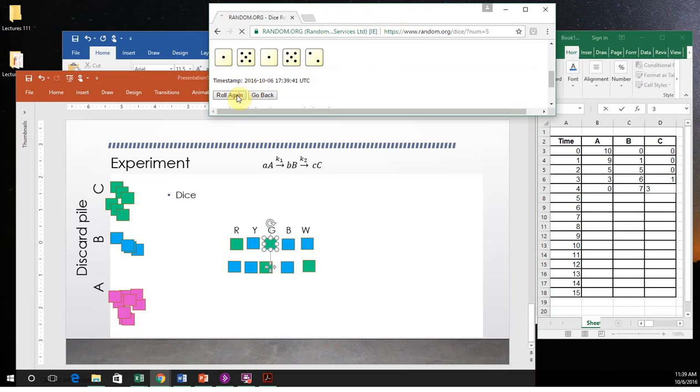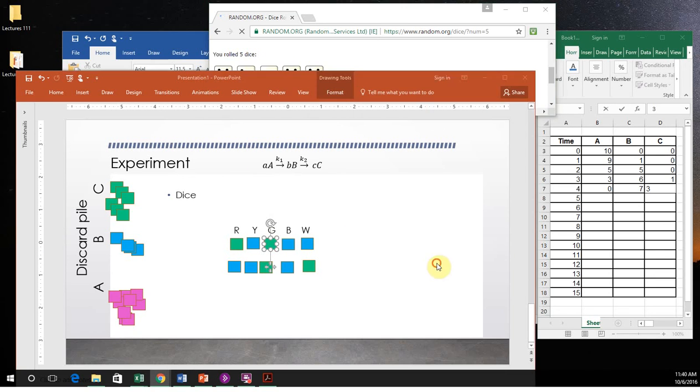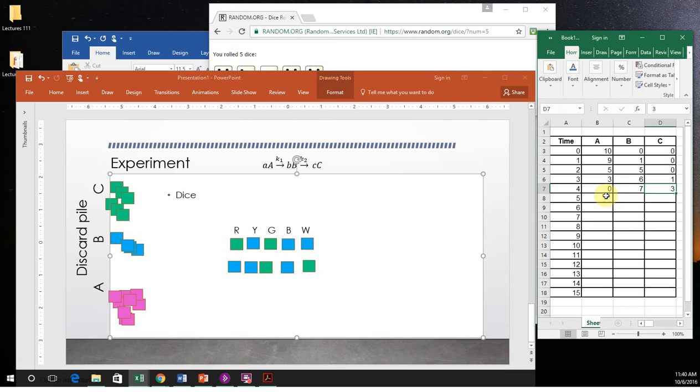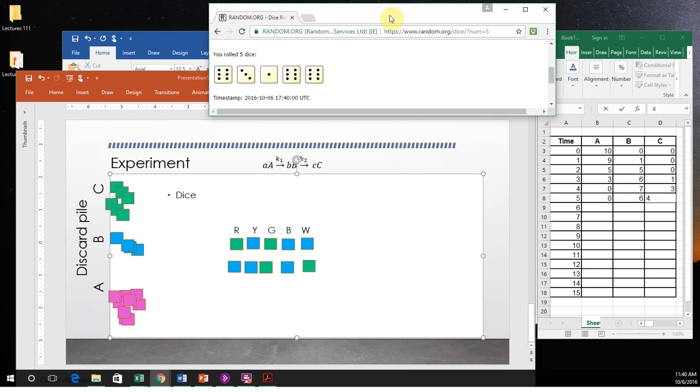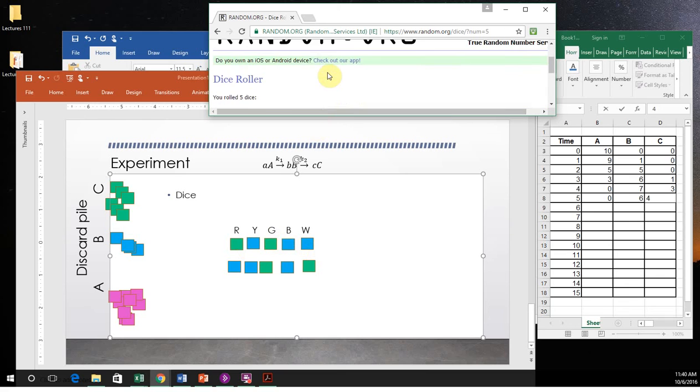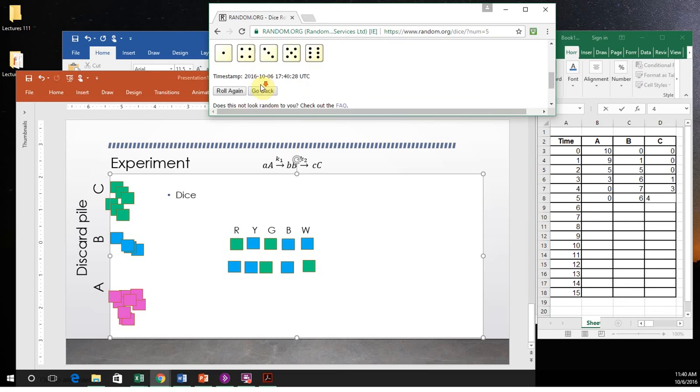Next row. Only the third one has a 1, and that's not able to react. It's a C, so no big deal. So again, we have now 0, 6, and 4. I'm going to do one more. Why not? Okay. So we're going to roll. Again, we're only looking for 1 here, here, and here. Nope. Roll for the next set.